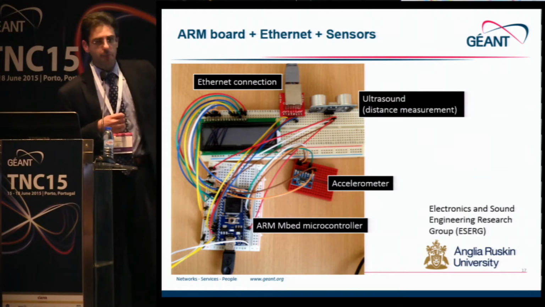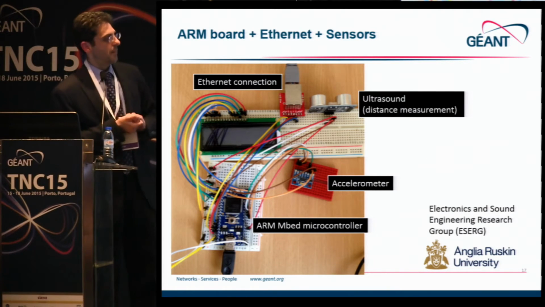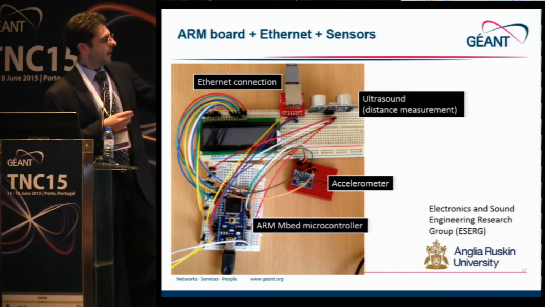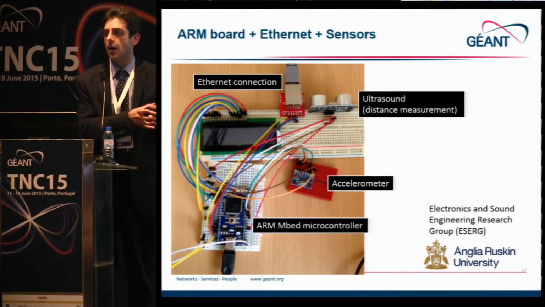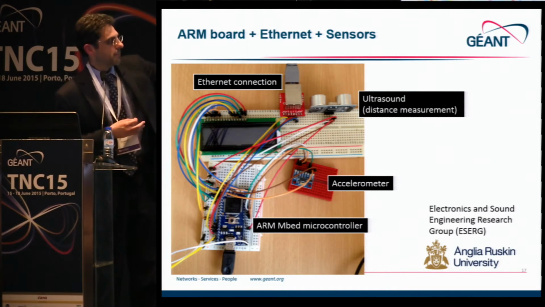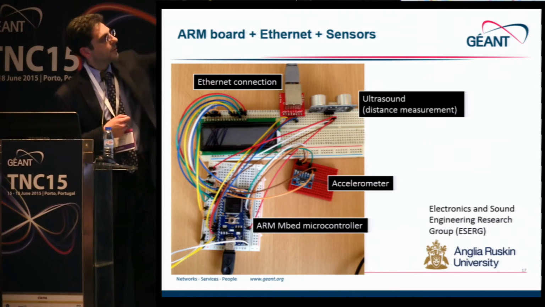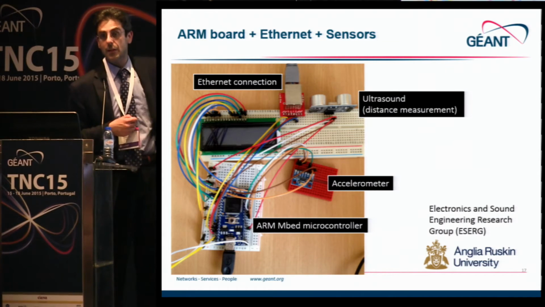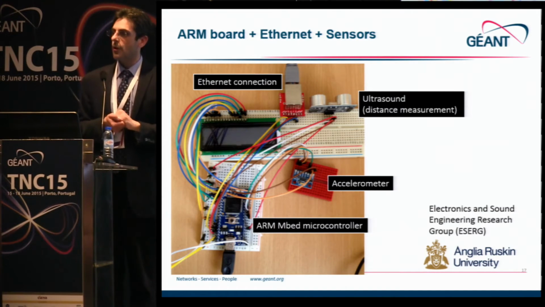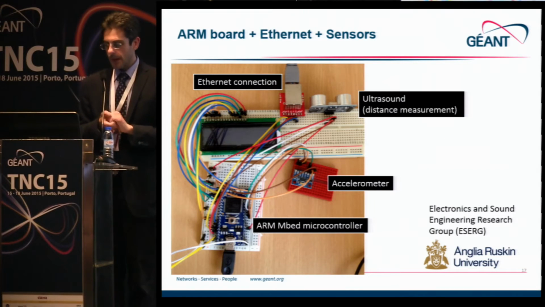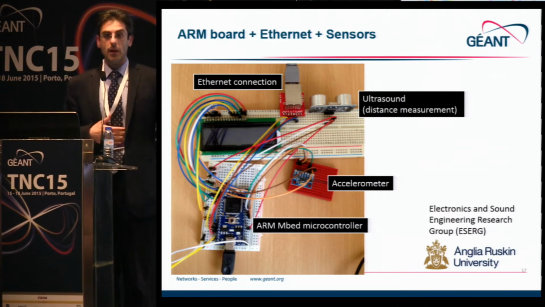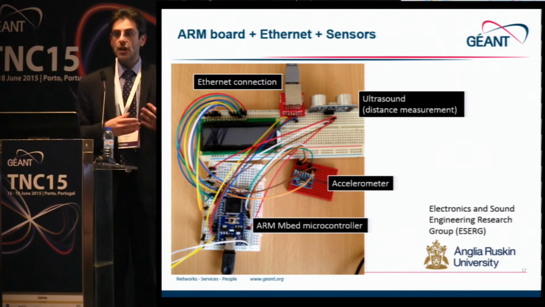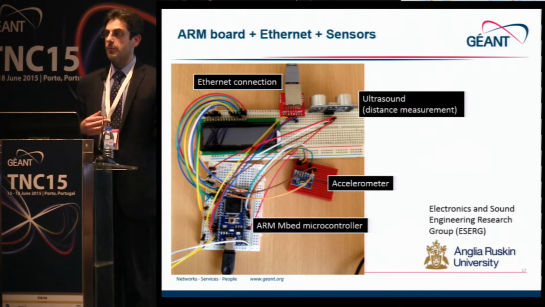So this is actually coming from my lab at Anglia Ruskin University, and this is exactly how it looks: a prototype board that the students can put together in half an afternoon. You can see the embedded microcontroller, the accelerometer, the ultrasound for distance measurements, the LCD, and, more importantly, the network port on the top of the page. And what can we do with that? Well, we can measure acceleration, we can measure distance, and we can use the network to send this information.